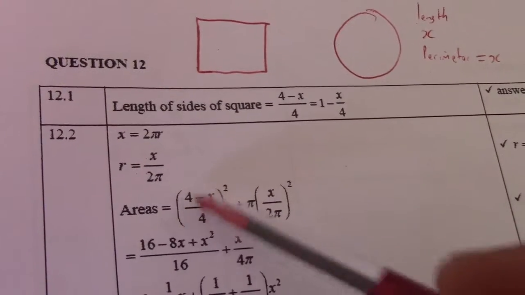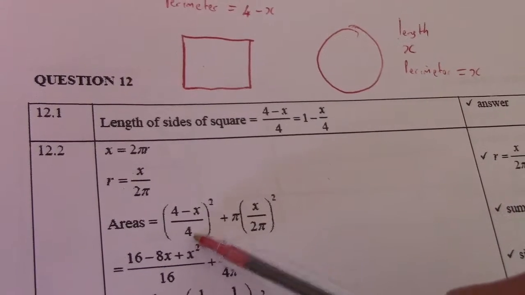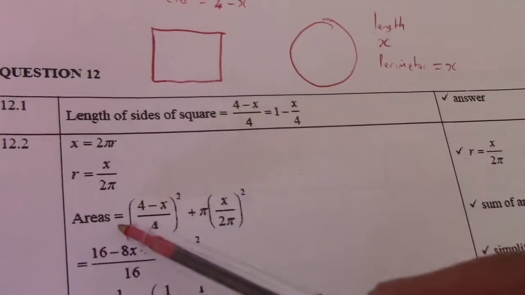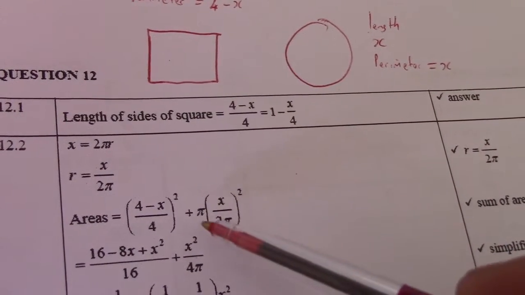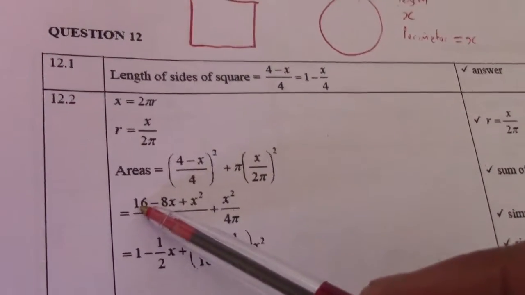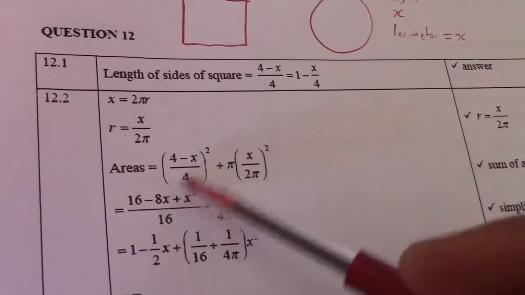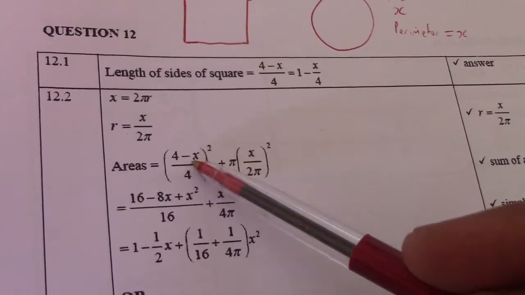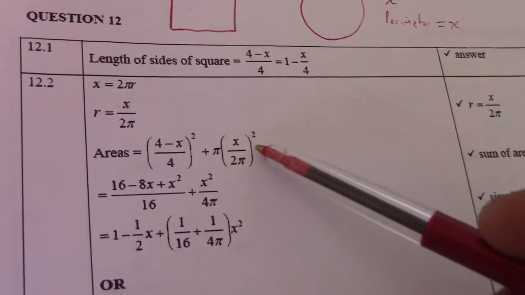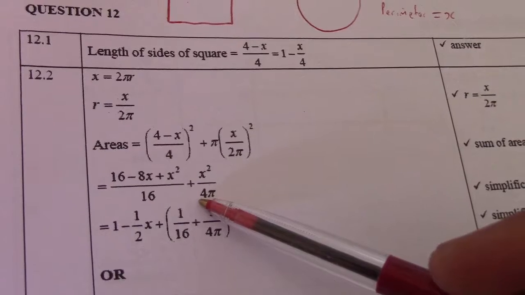So my areas: the area of a square is simply side times side. So that would be 4 minus x over 4 times 4 minus x over 4, or simply put, squared. Plus, the area of a circle is pi r squared. So there's pi, there's my radius squared. 4 times 4 gives me 16. 4 times negative x gives me negative 4x, times 2 gives me negative 8x. x times x, x squared. Negative times negative, positive. 4 times 4, 16. X times x, x squared. 2 times 2 gives me 4.